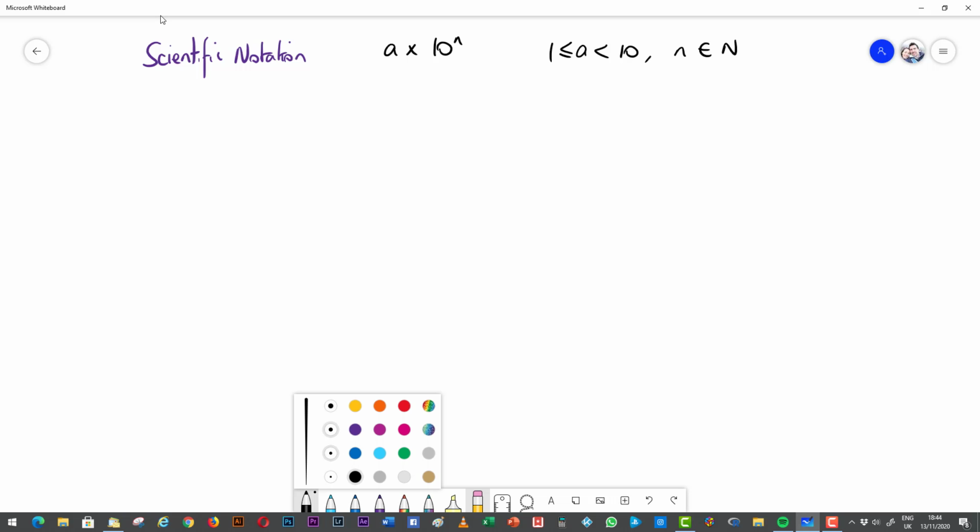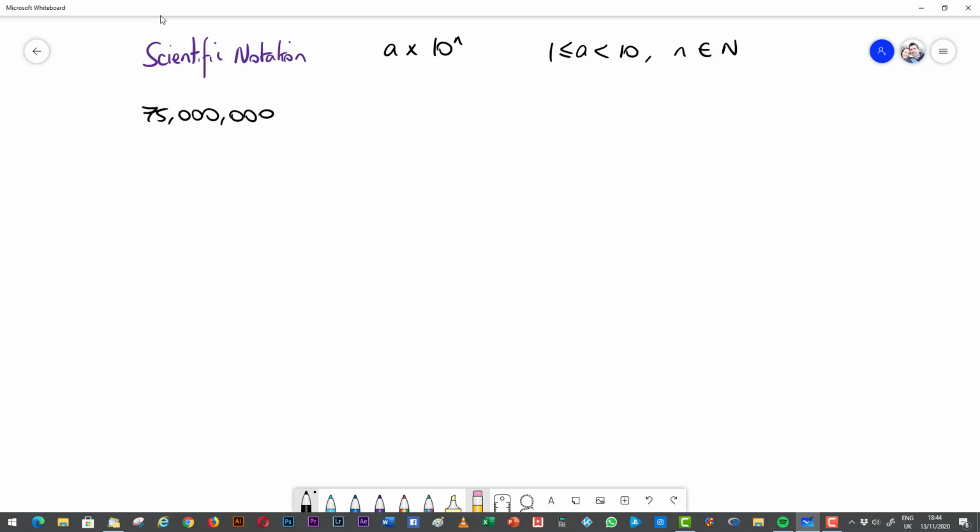So the best way to explore it is through a few examples. So let's say we have a really big number, 75 million, and we'd like to write that in scientific notation. So the first thing we've got to do is pick a number between 1 and 10. And so we can see that this number 75 million starts with a 7, and 7 is a number between 1 and 10, so 7 is going to be the first digit. We put a decimal place, and then anything that comes after the 7 we want to write after the decimal place. And so we can see that 7.5 is the a term for the scientific notation, and it is indeed a number between 1 and 10.